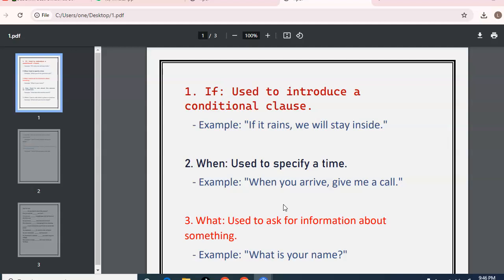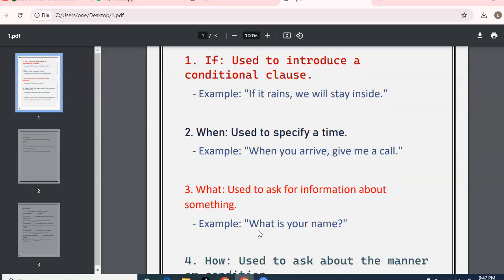Now let's go towards the third one, that is what. Now, we use what when we have to ask for information about something. So, for example, what is your name? I have to take this information, so I will say what is your name, what is your date of birth. So, for any kind of taking information, we use the word what.